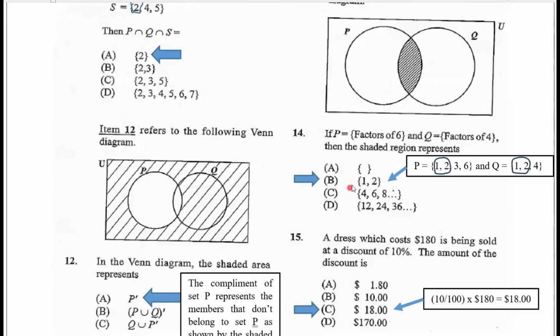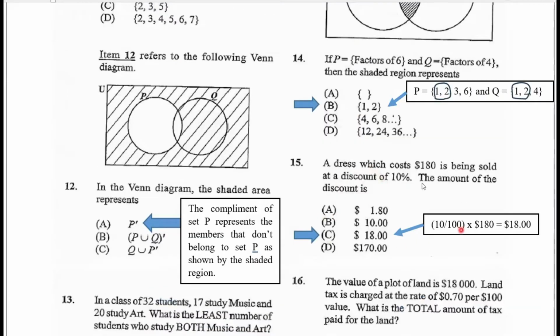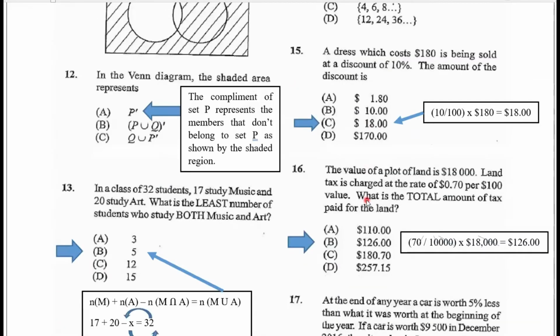So we're done with set theory, students, and we're going into the consumer arithmetic section. A dress which costs $180 is being sold at a discount of 10%. The amount of the discount is, we just put 10 over 100 by 180, and we cross out zeros, top and bottom here, and you end up with $18. A shortcut would be, when you're finding 10%, to just drop the zero to get your 18.